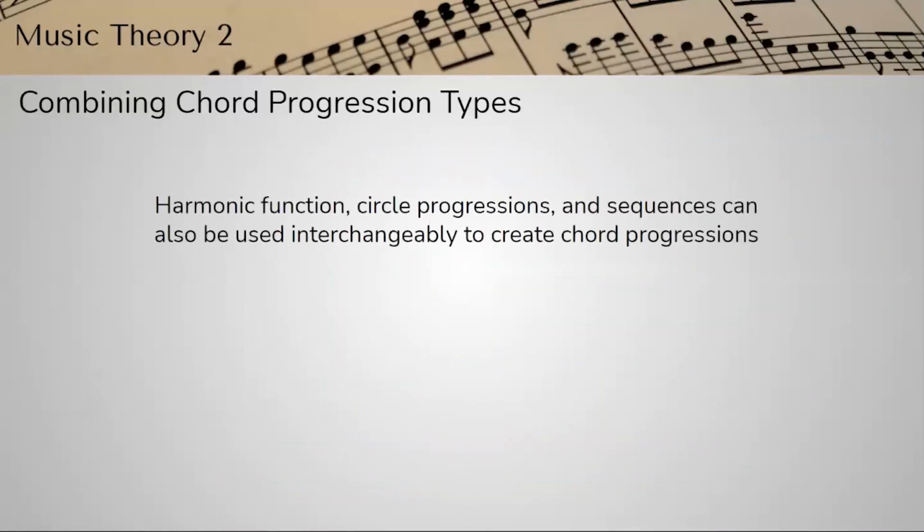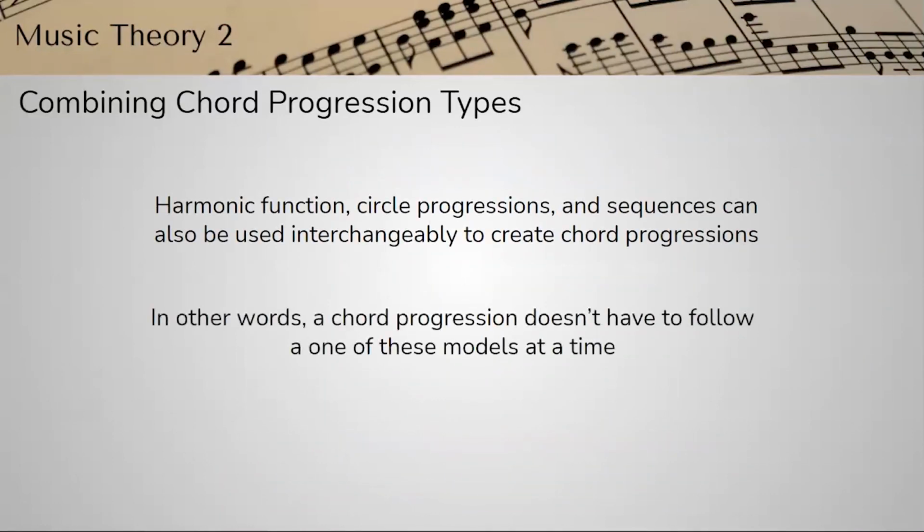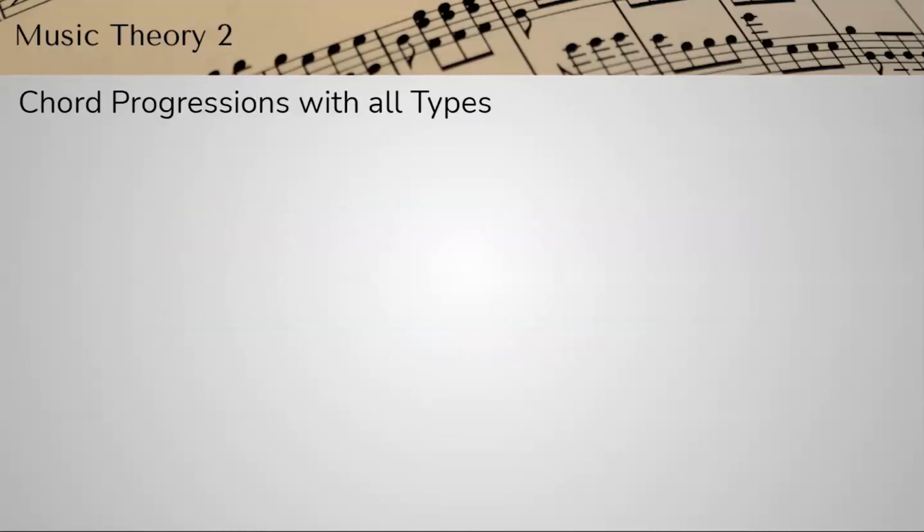Okay, so let's talk about what it means to use these things. And so harmonic function, circle progressions, and sequences can all be used interchangeably to create chord progressions. In other words, a chord progression doesn't have to follow only one of the models at a time. So your chord progression doesn't have to strictly be a sequence. It doesn't have to strictly be a circle of fifths. It doesn't have to only be a harmonic function, right? In fact, most music uses combinations of these models.